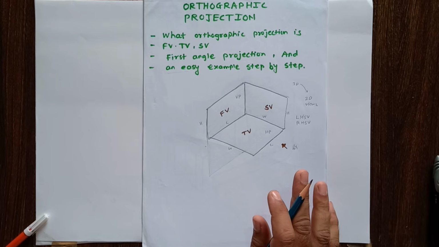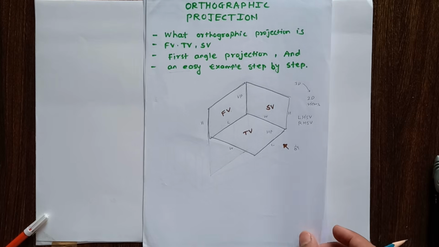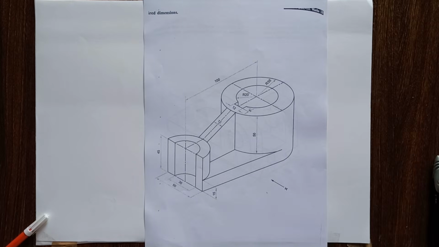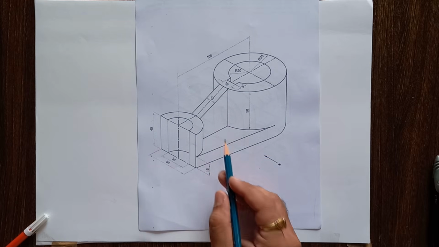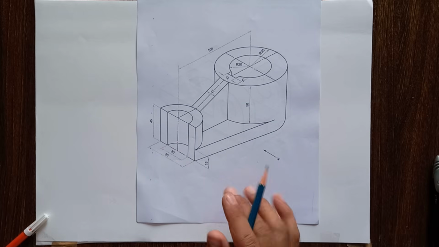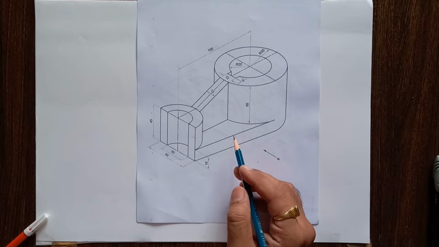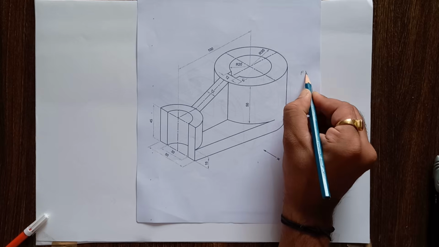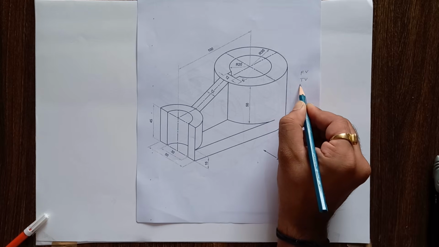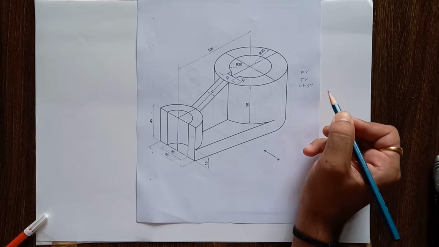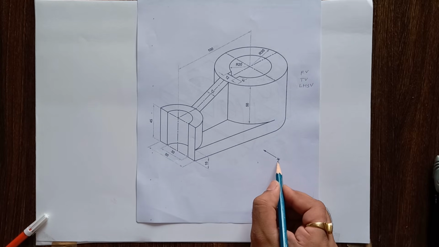So this is a basic introduction to this topic. Now we will solve a problem based on orthographic projection. Here you can see the pictorial view of an object is given. By using the first angle method of projection, draw its front view, top view, and left hand side view. An observer is looking at this object from this x direction.